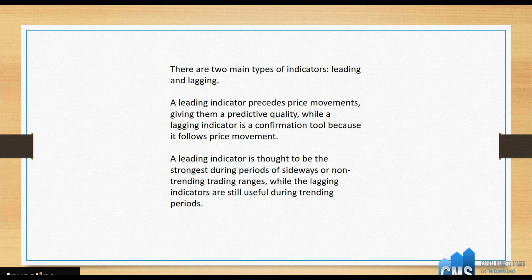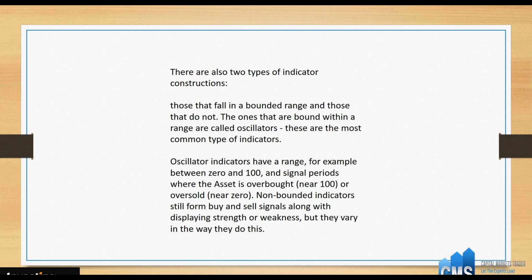A leading indicator precedes price movement, giving it a predictive quality, while a lagging indicator is a confirmation tool. A leading indicator is thought to be the strongest during periods of sideways or non-trending ranges, while the lagging indicators are useful during trending periods. Now, do we just have leading and lagging?